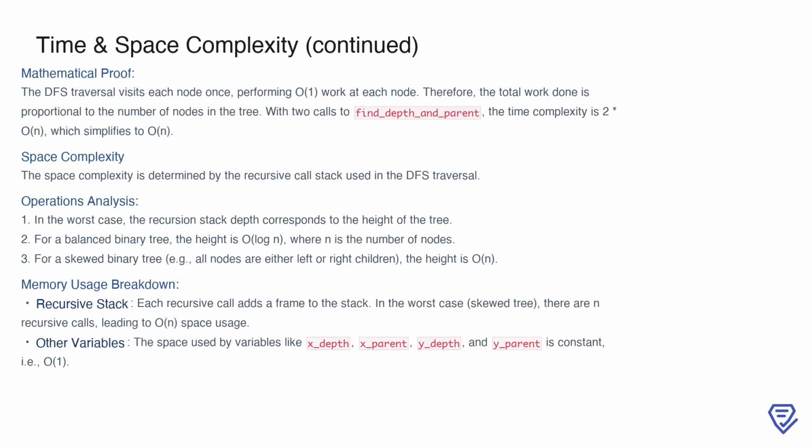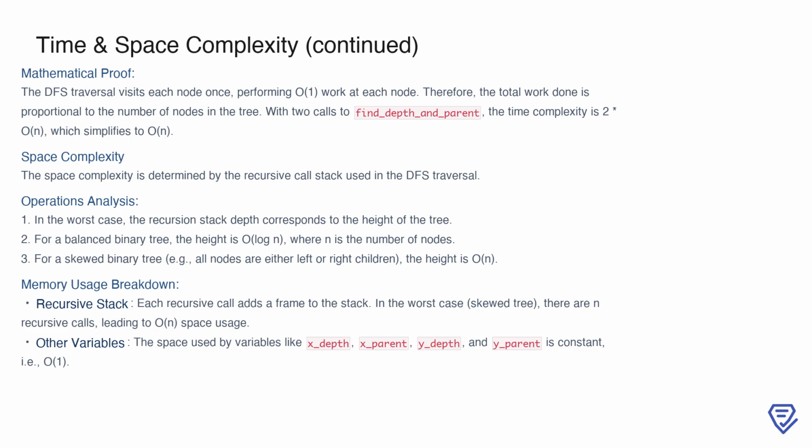To further solidify this, let's consider a mathematical perspective. During a DFS traversal, each node in the binary tree is visited exactly once, and at each node, the operations performed are constant, or 1. Thus, the total work done during one traversal is proportional to the number of nodes, or n. Since we call find_depth_n_parent twice, this results in 2n, which simplifies to n.